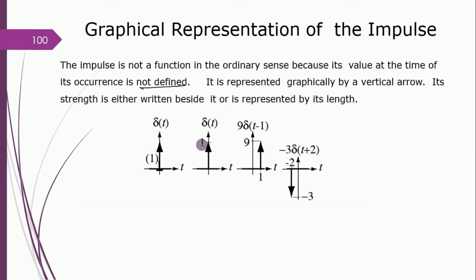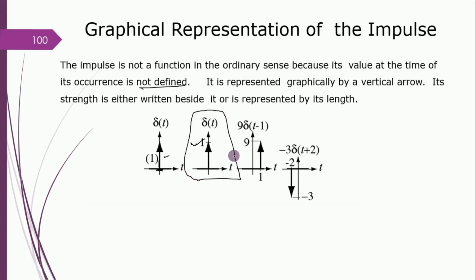Now why are we writing it as 1? That's our question, and we will find its answer in the very next slide. Before that, we just check graphically how it is represented. Delta of t, x-axis t, you put an arrow mark and mark its area or strength in this way or in this way. Both are okay. Throughout this book and these sessions of signals and systems, we follow this method.